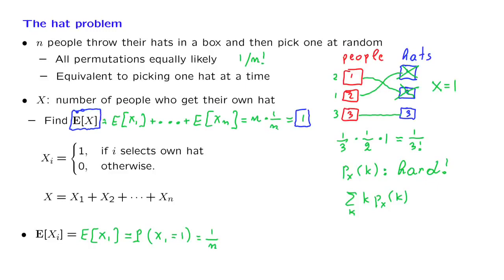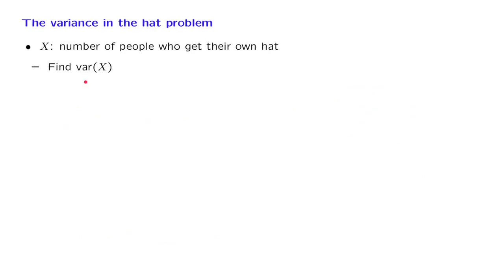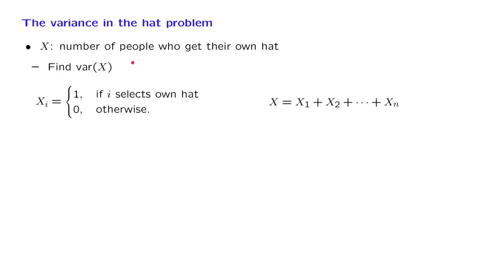Let us now move and try to calculate a more difficult quantity, namely the variance of x. How shall we proceed? Things would be easiest if the random variables xi were independent, because in that case the variance of x would be the sum of the variances of the xi's. But are the xi's independent?